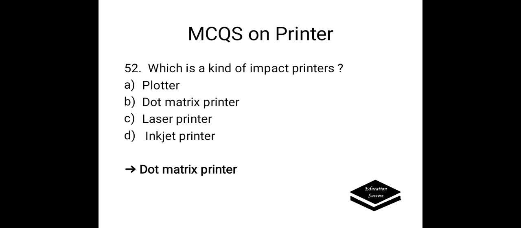Which is a kind of impact printer? Options are A. Plotter, B. Dot matrix printer, C. Laser printer, D. Inkjet printer. Correct answer is dot matrix printer.